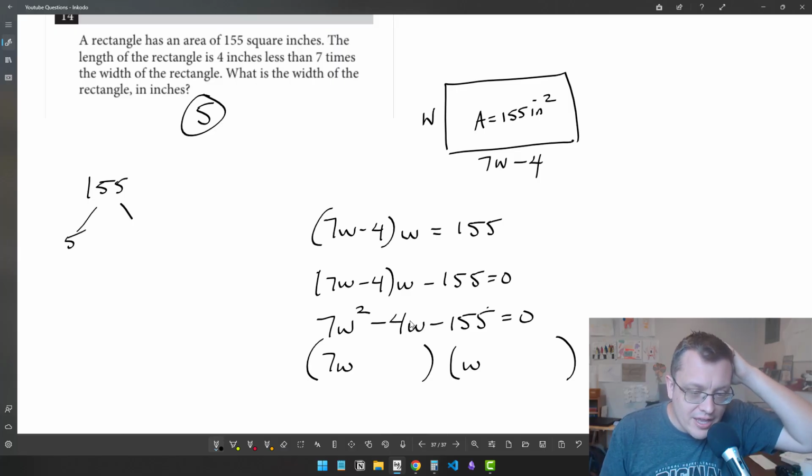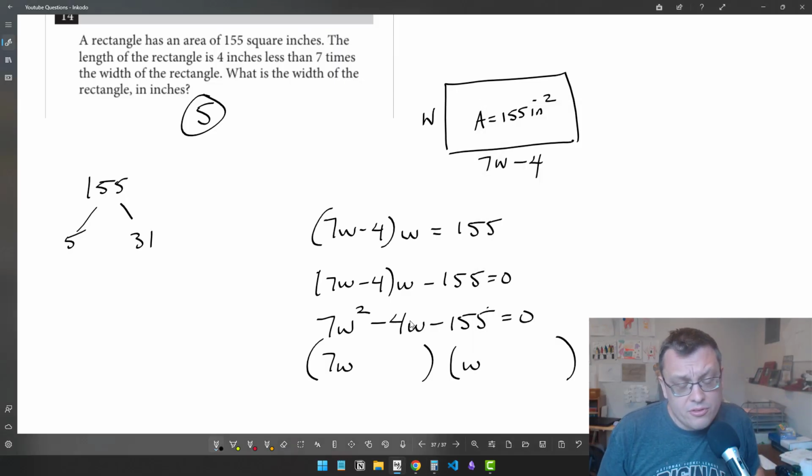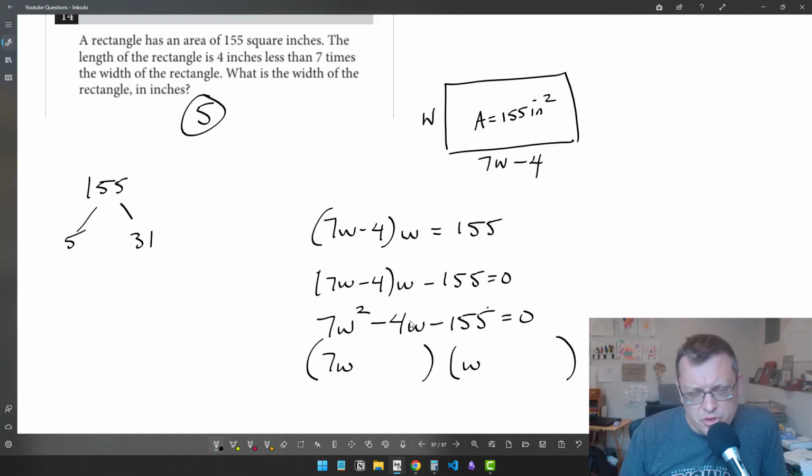So 5 and 31. Oh, those are both prime. So, okay, fine. This won't be too bad. I just got to make sure I put the 5 and the 31 in the right place. The 31 can't go here, because then 7w times 31 is way too big. So the 31's got to go here. The 5 has got to go here.